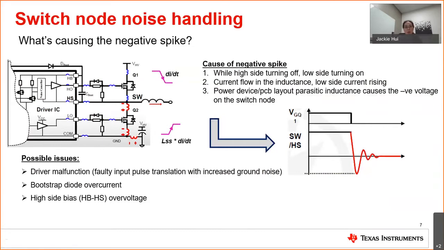So during switching, when the high side is turned off, the current continues to flow in the inductor. At this time, the low side is turning on and current is increasing. This current mostly goes through the body diode for a short period of time. Now, this current combined with the parasitic inductance here basically creates a negative voltage with respect to the low side FET body diode. So this negative voltage is what you observe at the switching node.